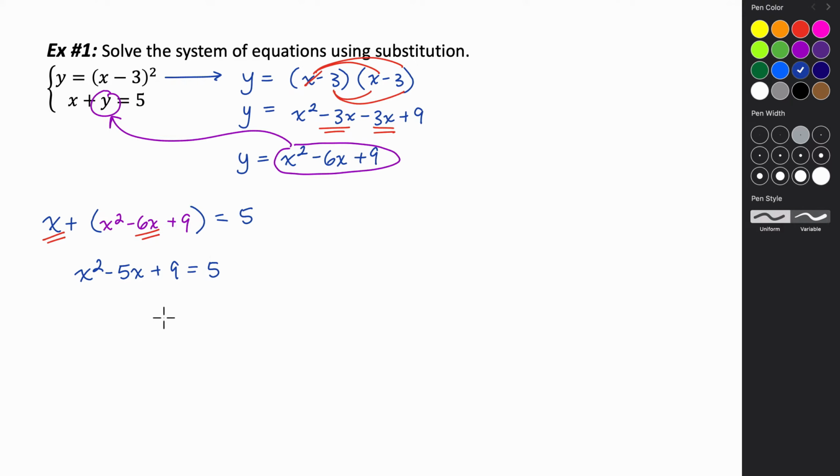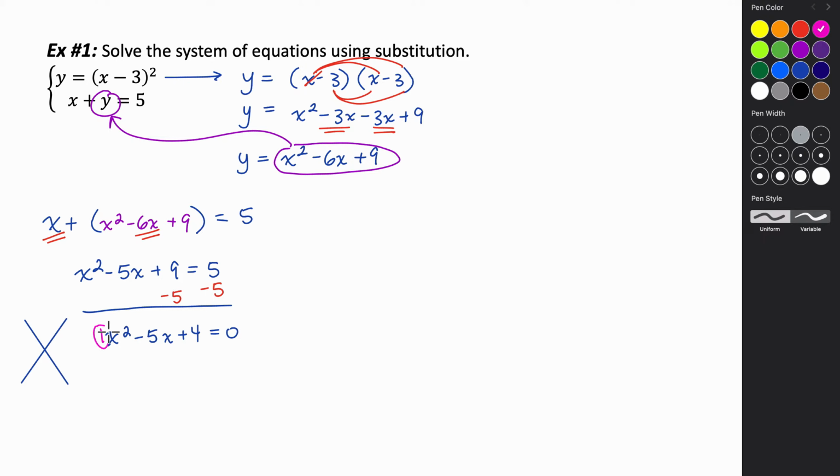And in order to solve this quadratic, there's a couple methods that we can use, but I'm going to subtract this 5, putting this in standard form, and see if it's factorable. So let's subtract 5 from both sides. And I do believe we end up with something that is factorable, which is nice. So we're going to get x squared minus 5x plus 4 equals 0. This is in fact factorable. So we can go through and try and factor this.